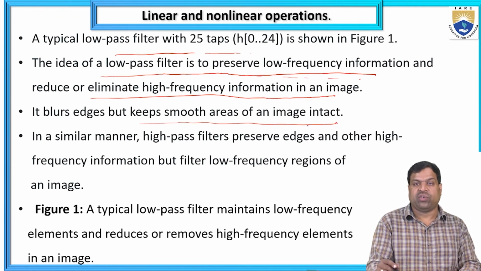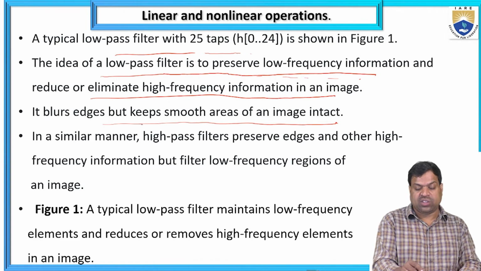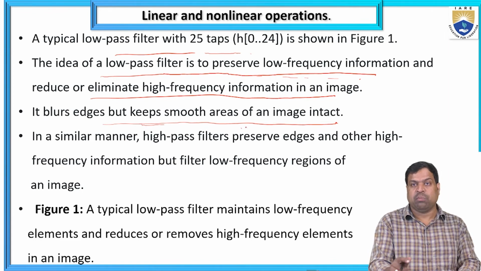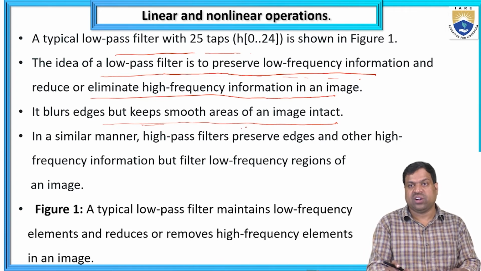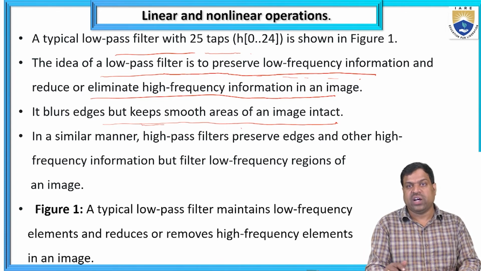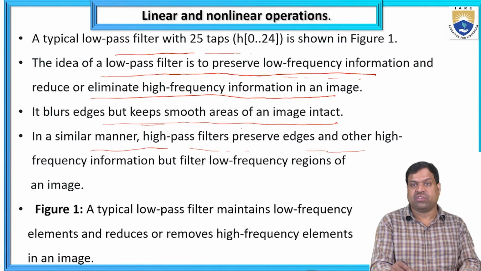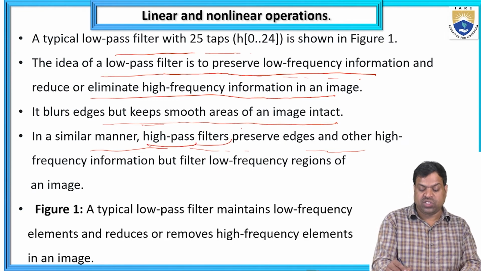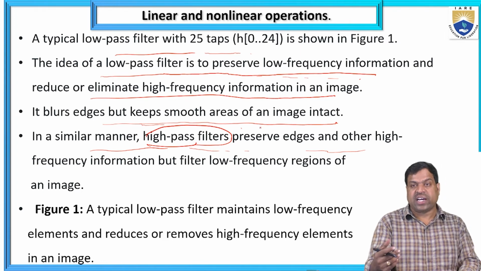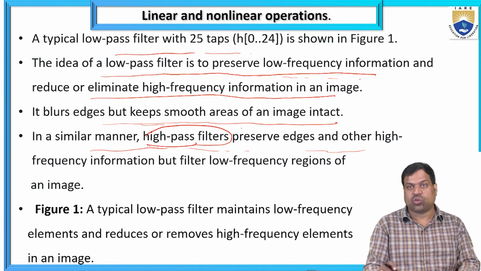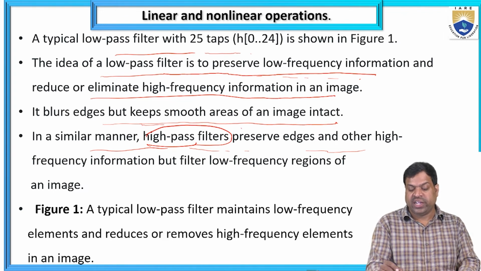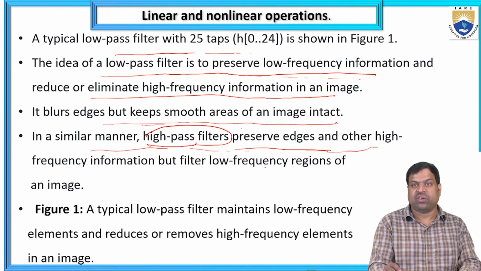When I use a low pass filter, what is the advantage? The blurring of edges, keeping things smooth. Blurring of the sides of the images is converted to keeping them smooth. In a similar manner, the high pass filter preserves edges and other high frequency information, but filters out low frequency regions of an image. When I use a high pass filter, it accepts high frequencies and eliminates low frequencies. What is the advantage of high pass filtering? It preserves edges and other high frequency information, but filters low frequency regions of the image.